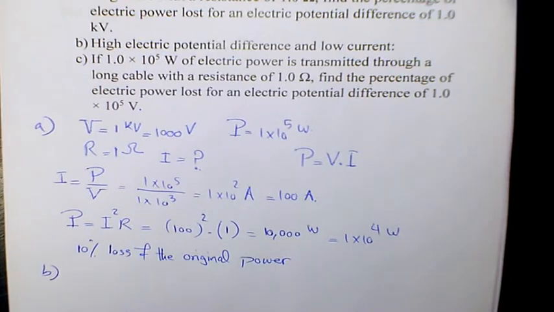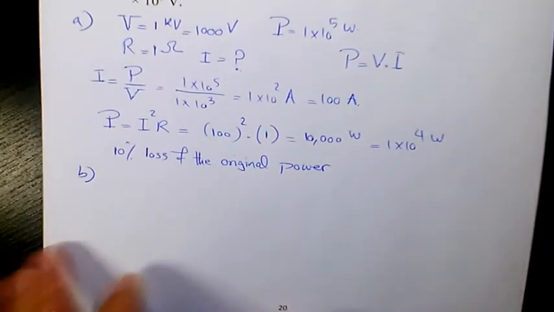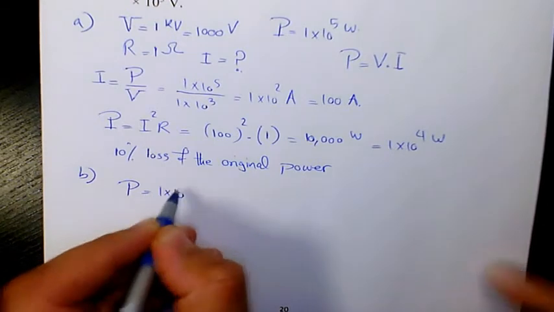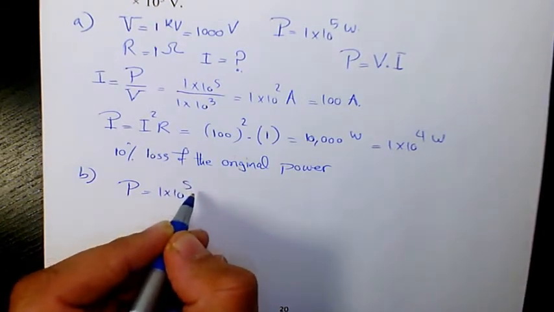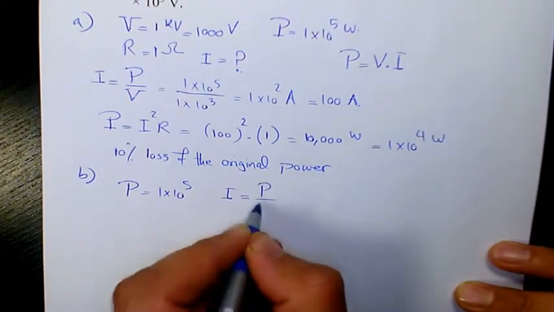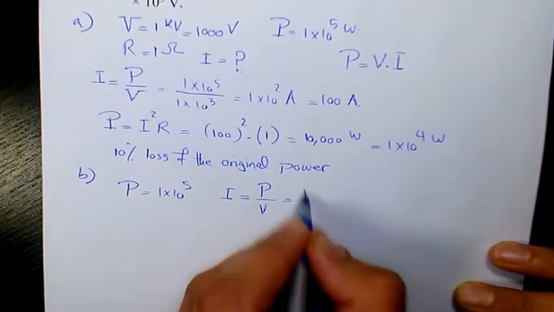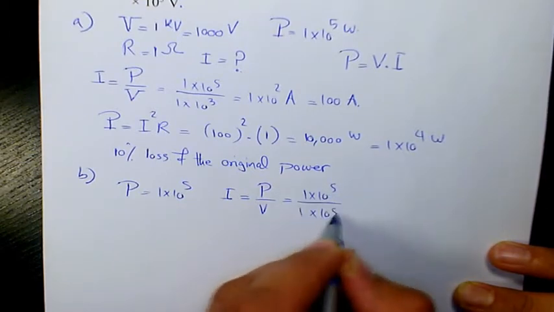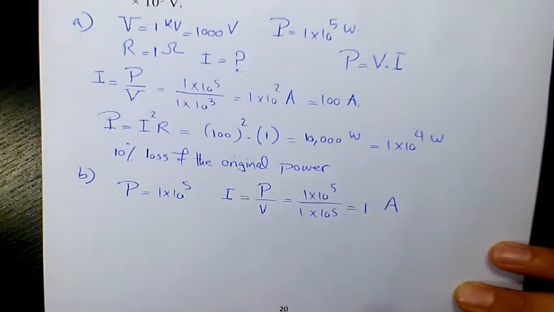So in this part, part B, P is 1 times 10 to the power of 5. We have voltage, so I equals P divided by V, like the previous part. Voltage is 1 times 10 to the power of 5 as well, so the electric current is going to be 1 ampere, which is going to be much smaller.